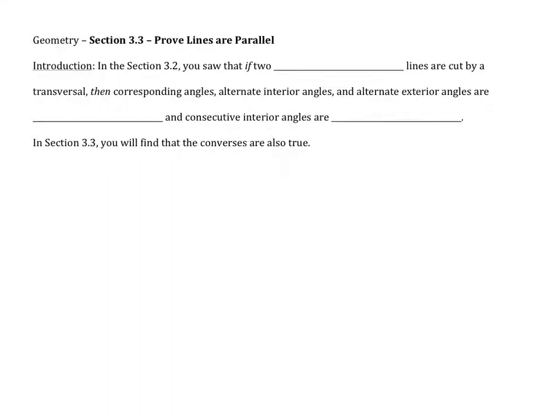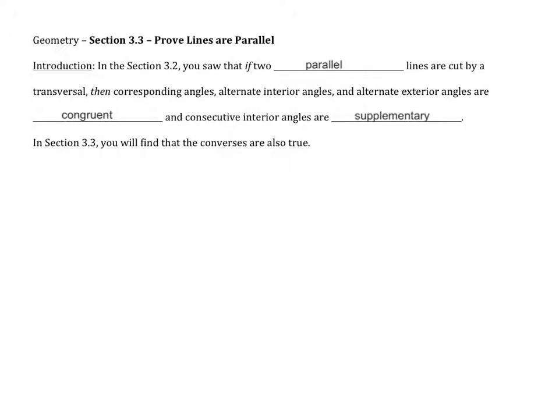In section 3.3, we'll be able to prove lines are parallel. In the last section, 3.2, you saw that if two parallel lines are cut by a transversal, then corresponding angles, alternate interior angles, and alternate exterior angles are congruent, and consecutive interior angles are supplementary. In section 3.3, you will find that the converses are also true.